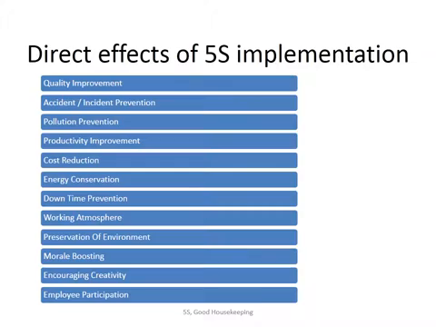What are the benefits of this 5S implementation? Direct effect is quality improvement, accident and pollution prevention, productivity improvement, cost reduction, energy conservation, downtime prevention, working environment, preservation of the environment, and morale boosting, encouraging creativity, employee participation. There could be quite a lot of words and meanings which can be derived from the 5S. On implementation, you will see many of these things happening, and if you start measuring this, maybe if you can find some metrics for each one of them, that will ultimately tell you in a year's time how you can reach great heights in your performance.